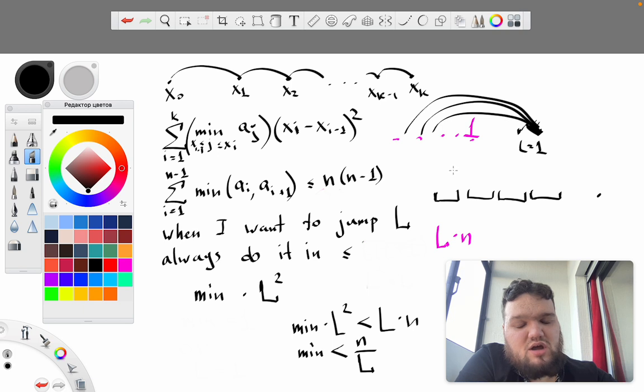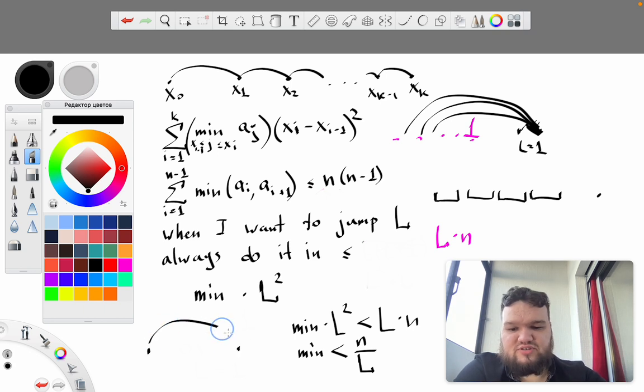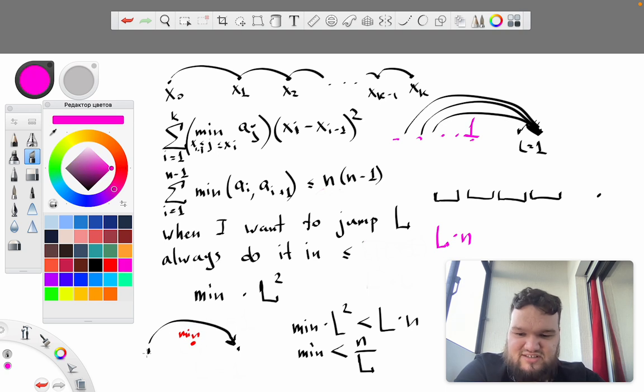Okay. Oh, yeah, we can also say this thing. If I want to jump from some point to some point, and the minimum on this segment is not at one of the ends, like the minimum is somewhere here, then it's always better to, instead of this jump, do these two jumps, because for both of these segments the minimum is the same, but the sum of squares of those lengths will be less than the square of the total length.